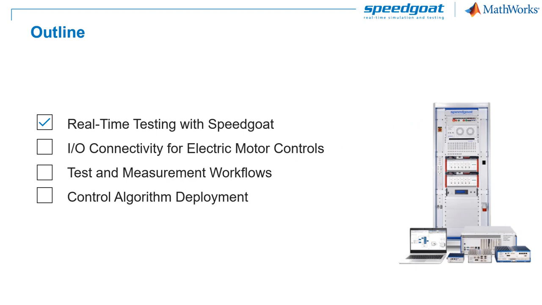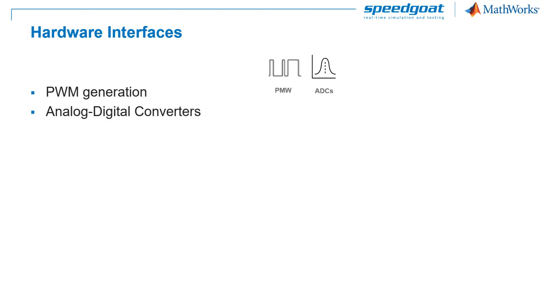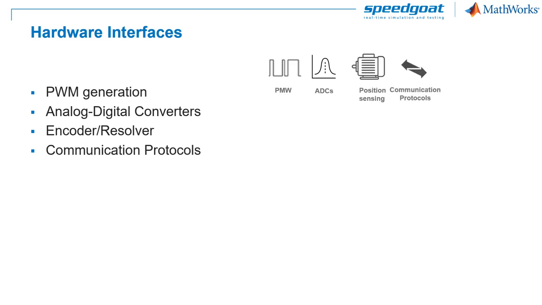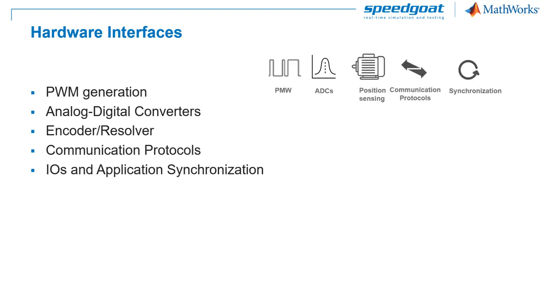We have introduced real-time testing with Speedgoat. Now let's discuss I/O connectivity for electric motor controls. For motor controls, we need PWM generation, analog digital converters, position sensors such as encoder or resolver, communication protocols, and we need to synchronize I/Os and application.